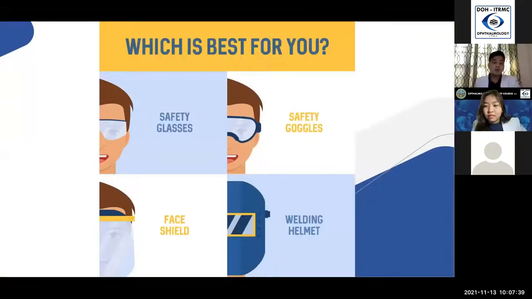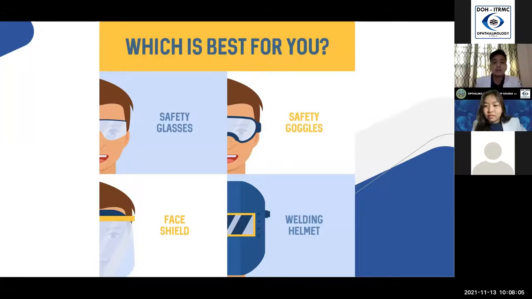So also safety glasses. If you are gonna do some hammering, or if you have something to do where you might be prone to something flying into your eye. So welding helmet if you are gonna do welding, because if you use safety glasses only for welding, some things can still get through to the eye.